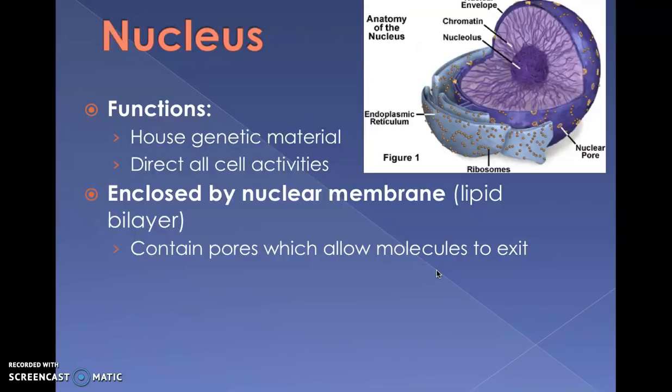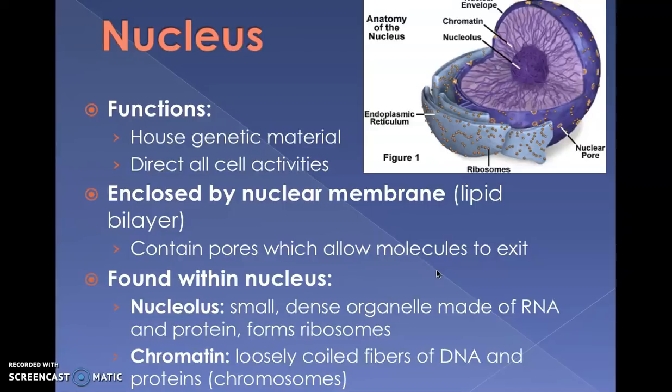And it has these little itty bitty pores which allow for the RNA to escape as well as some other proteins. Within the nucleus, we have a smaller, denser region, which we call the nucleolus. It's a dense organelle made of RNA and protein, and this ends up forming the ribosomes that we talked about earlier. And then we also have chromatin there, which is a spaghetti form of DNA. And all of that stuff just hangs out in that one central hub, staying nice and safe.